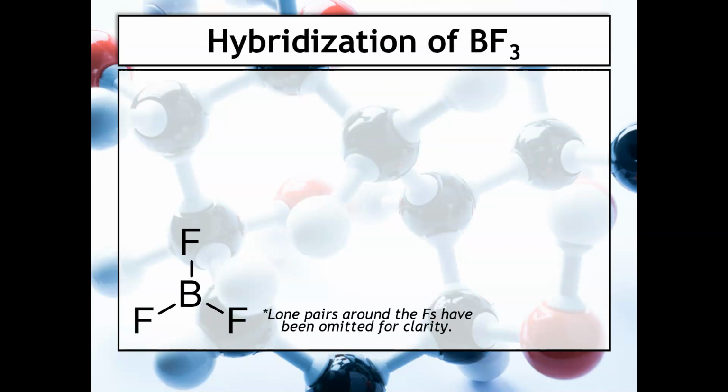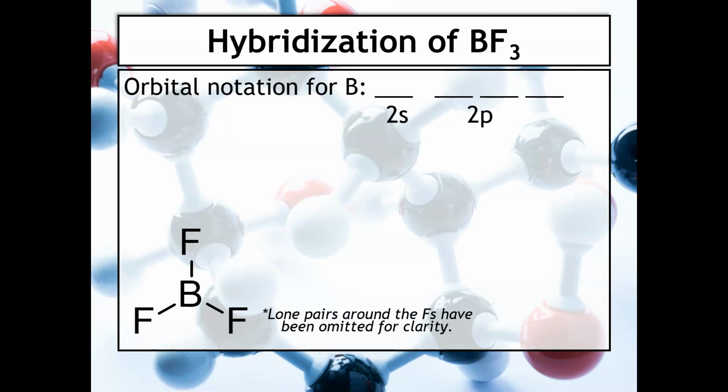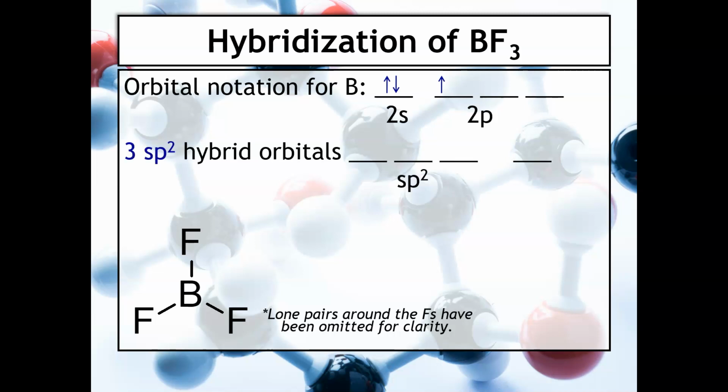With something like BF3, remember this is an exception. I did not include the unshared pairs on the fluorines because we're really focusing on the hybridization of the central atom. So for boron there, the orbital notation for boron is going to be 2s2 and 2p1. But again, as you can very clearly see, there are no spaces for all the fluorines to combine and attract a second electron. So what we're seeing is going to happen, the electron in the 2s is going to experience electron promotion and go to the open 2p orbital.